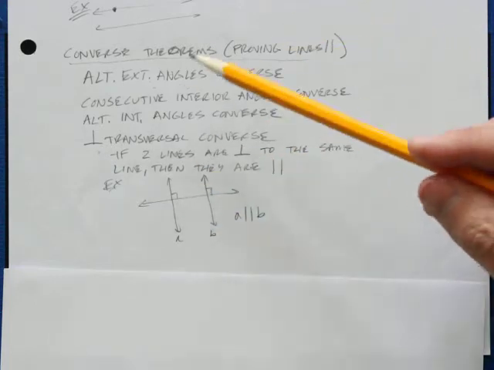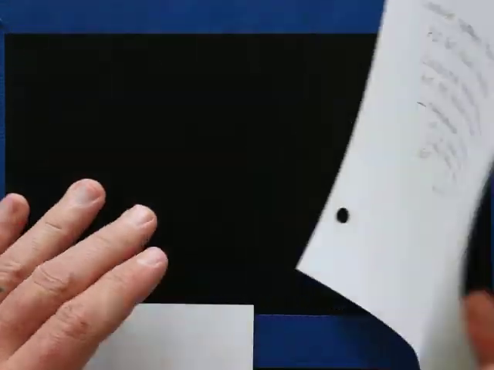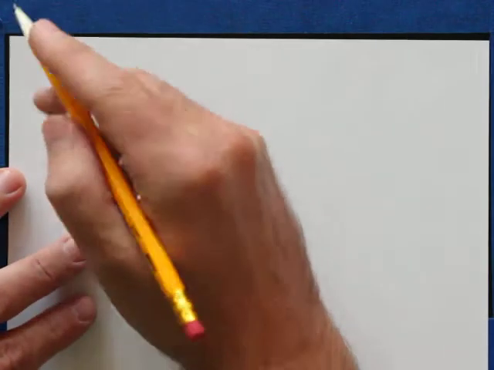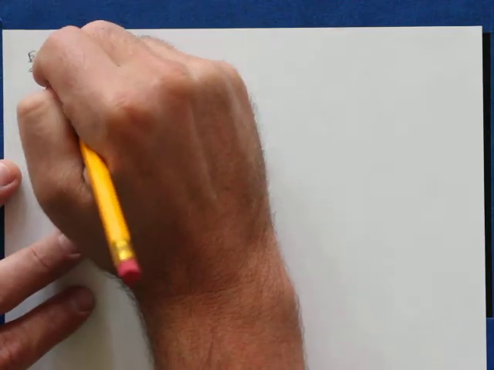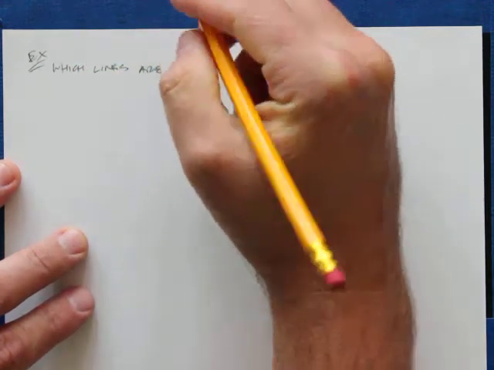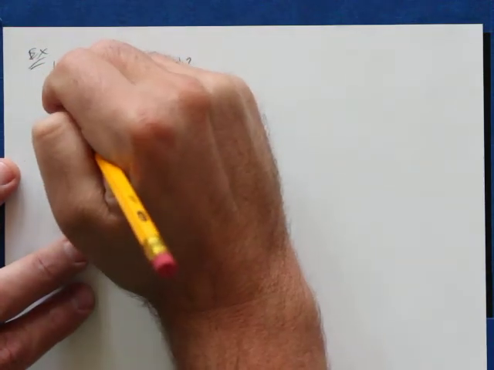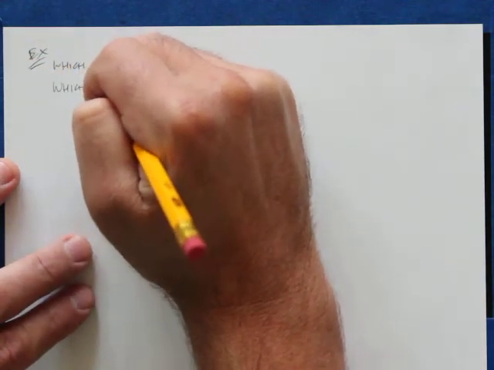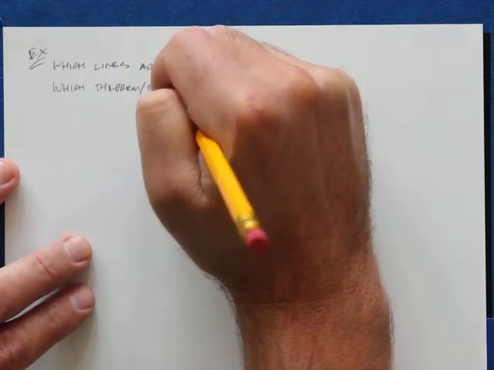Okay, so you can pause or whatever and catch up. And then I'm going to start writing the rest of this example here. So which lines are parallel? And which theorem or postulate is used?